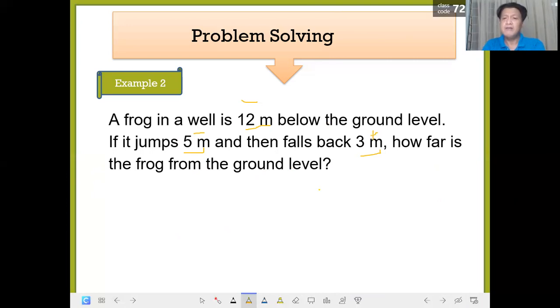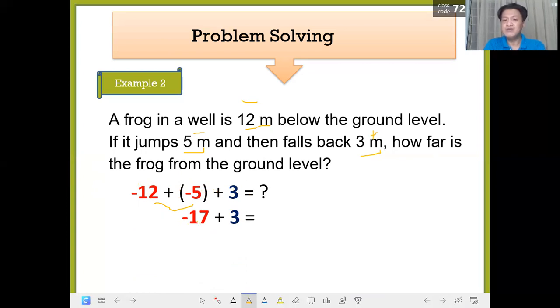Now, based on that, you can represent it using the addition operation. We can say negative 12 plus negative 5 plus 3, how many? First, let's add negative 12 and negative 5. That is negative 17. Remember, this is the same sign. Add the numerical values, then copy the common sign, which is negative. Then bring down the 3.